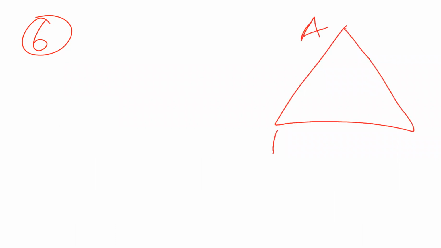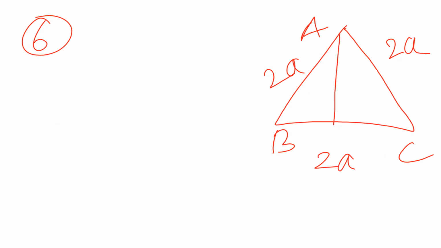So this one is A, this one is B, and this one is C. This is an equilateral triangle of side 2A. This one is 2A, this is 2A, and again this will be 2A. Any confusion? No, sir. Now find, what you have to find, each of its altitude. Now you have to draw a perpendicular here. This one is the altitude.